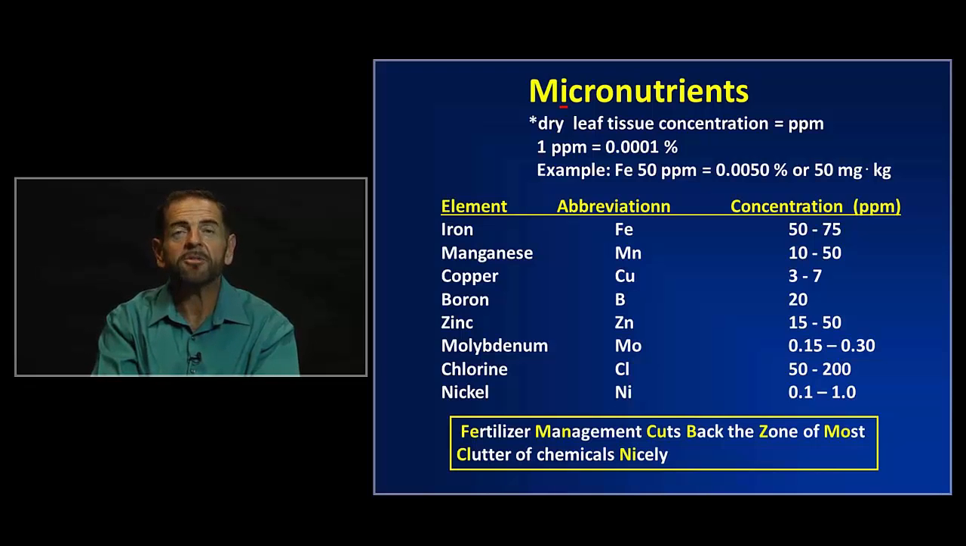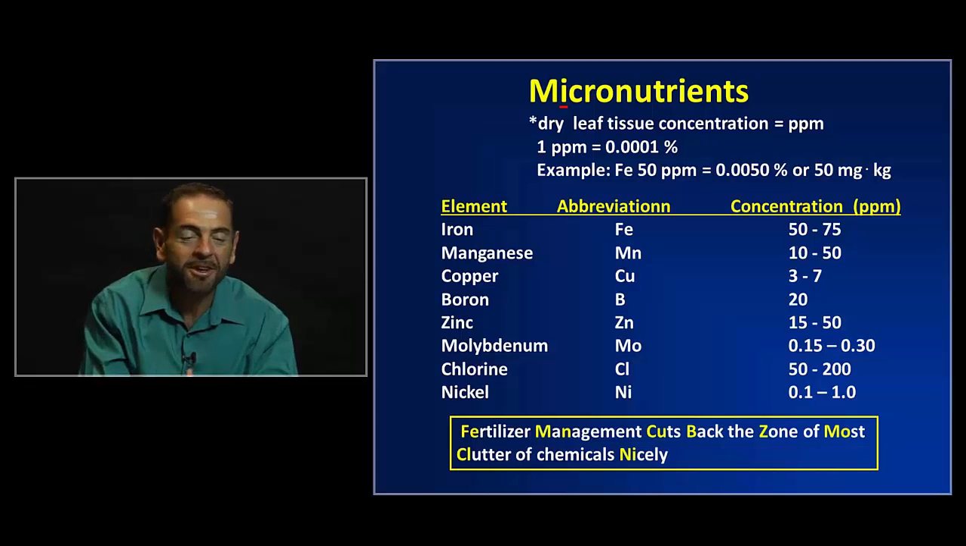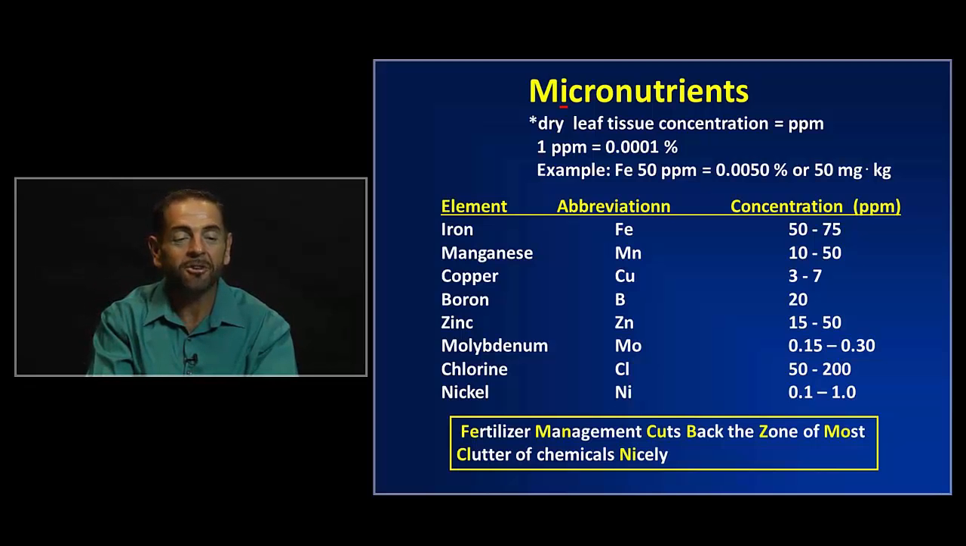So the way to remember these micronutrients is this mnemonic: "Fertilizer management cuts back the zone of most clutter of chemicals nicely." I put that in there because a lot of times we're dealing with nutrient runoff in an industry, and so this is one way to insert the nutrient management thing in the nursery industry. But the micronutrients are iron, manganese, copper, boron, zinc, molybdenum, chlorine, and nickel.